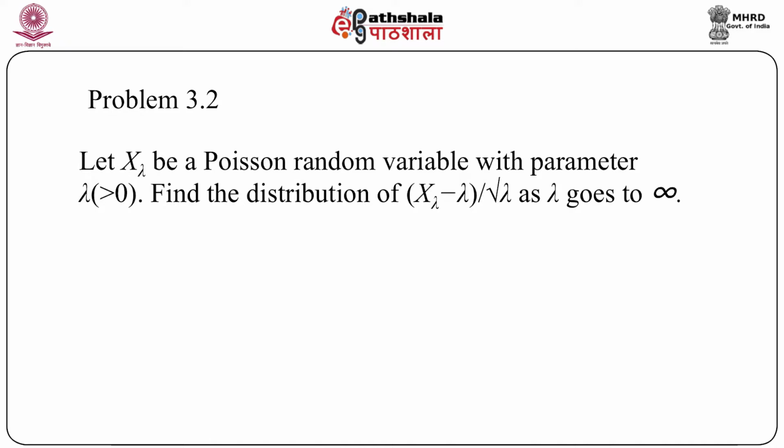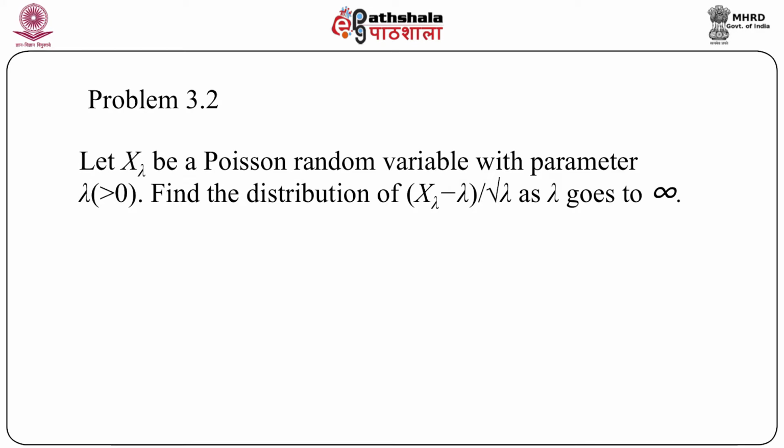Now we want to find the asymptotic distribution of x lambda minus lambda divided by root lambda as lambda goes to infinity. Remember that for a Poisson random variable with parameter lambda, the expectation is lambda and the variance is also lambda. So if we consider the standardized variable, that is the variable minus its mean divided by the standard deviation, it turns out to be x lambda minus lambda divided by square root lambda. And we are going to find the distribution of this standardized variable when lambda goes to infinity.